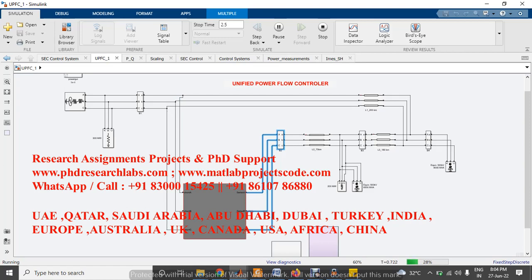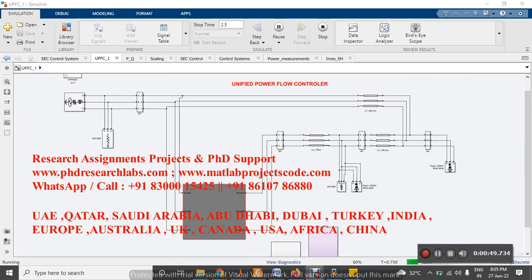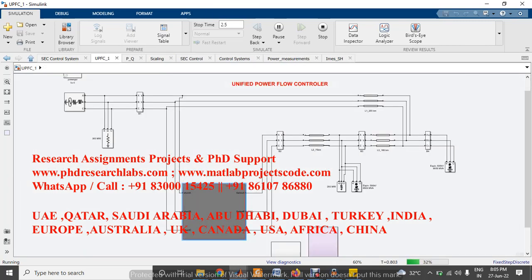the large distributed power system using series and shunt converters with current controllers. So the UPFC contains both series and shunt converters interconnected with a common DC link.